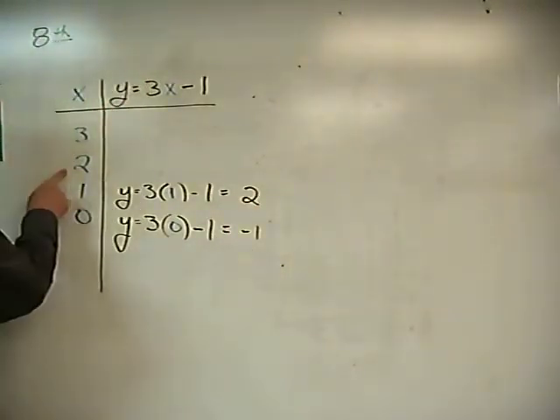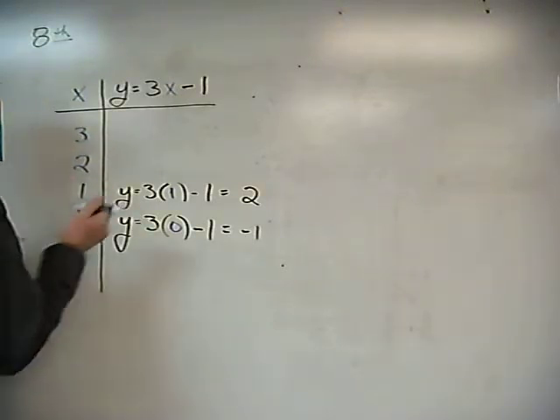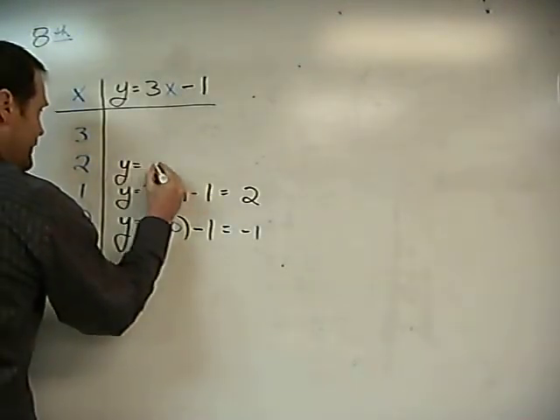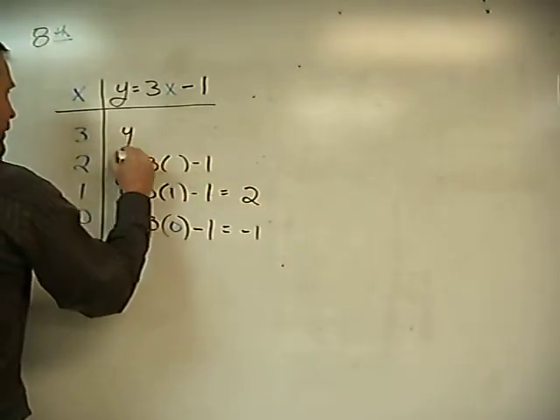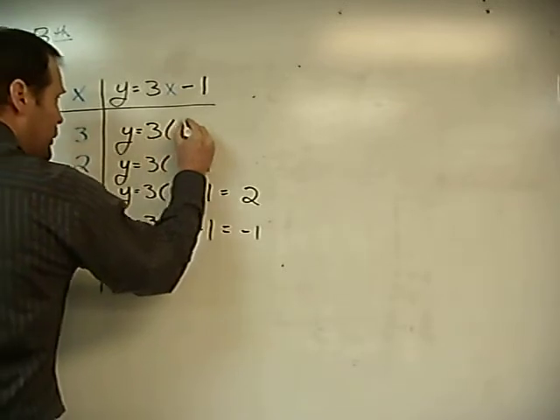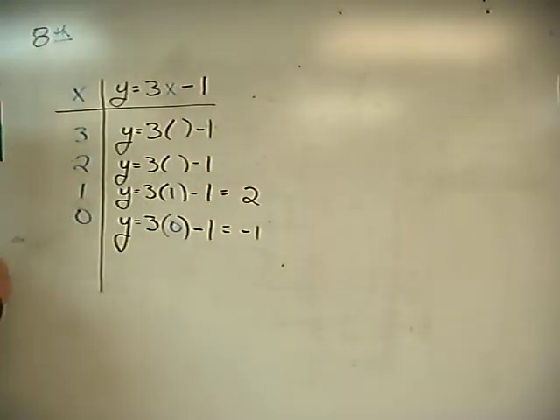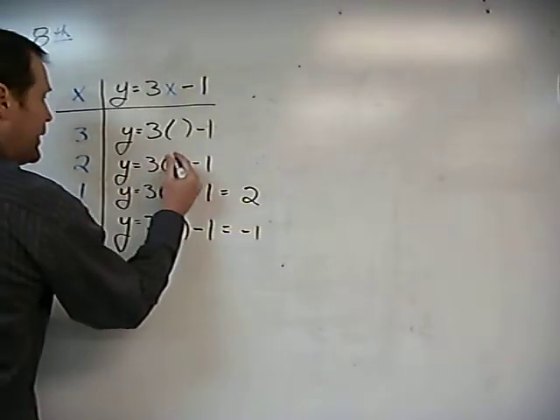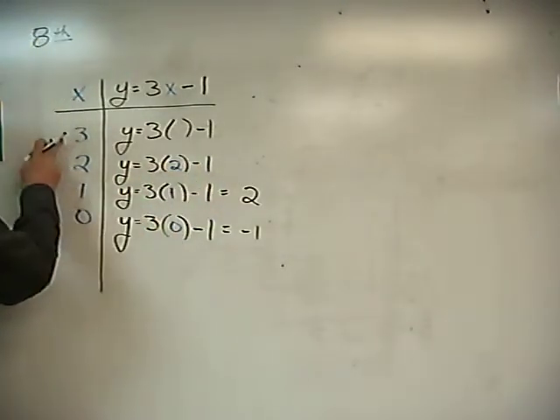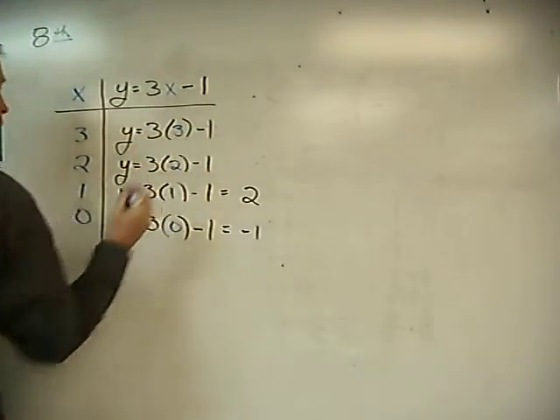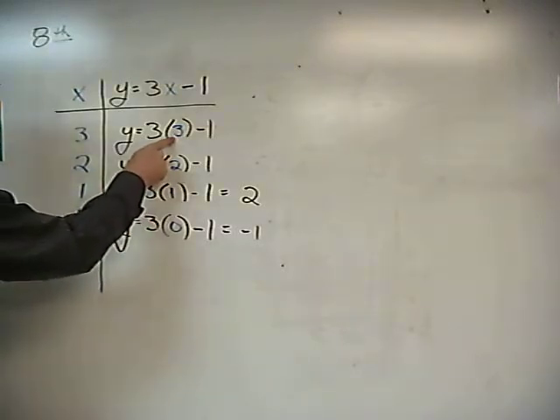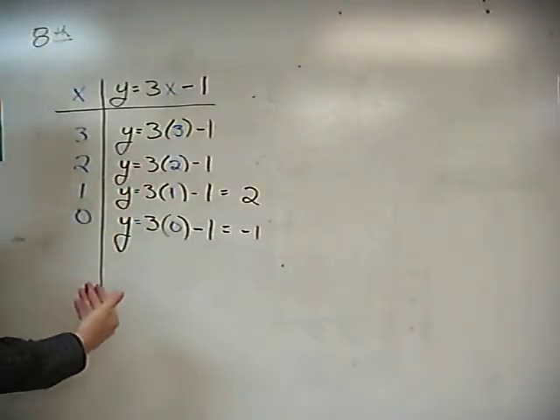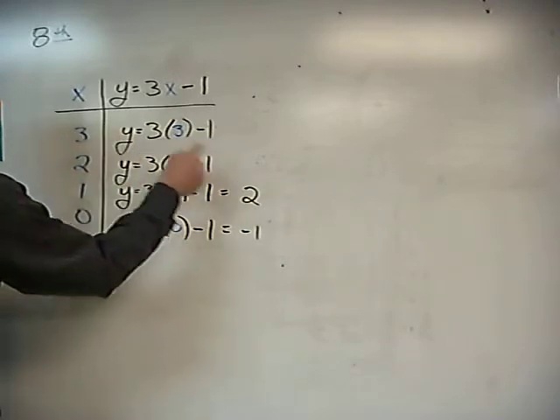Moving right along, I have a 2 and I have a 3. I'm going to fill in those values. I have y is equal to 3 times something minus 1. Looking up here, what's going to go in here? You probably guessed it, it's going to be a 2. What's going to go in here? A 3. Again, we're filling in those x components here. We're filling in what they call the independent variable so that we can solve for y.